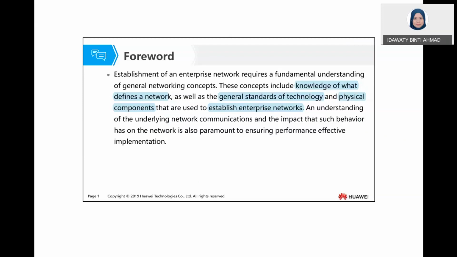Basically, they want us to have a basic knowledge of what a network is. And then they look at the physical components, including the types of cables that are used to establish the network.